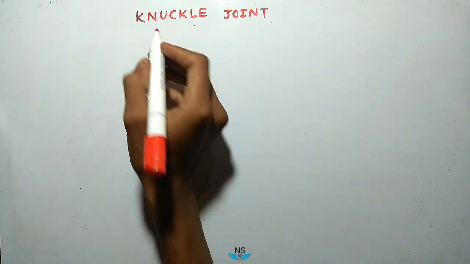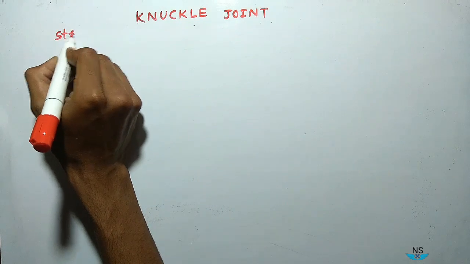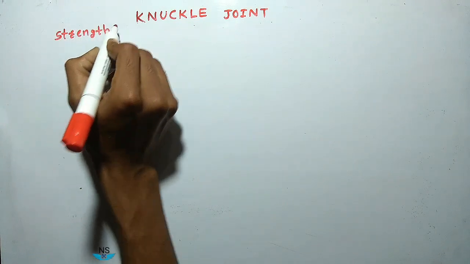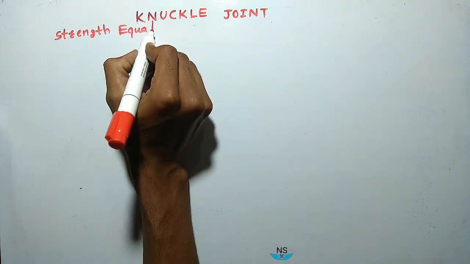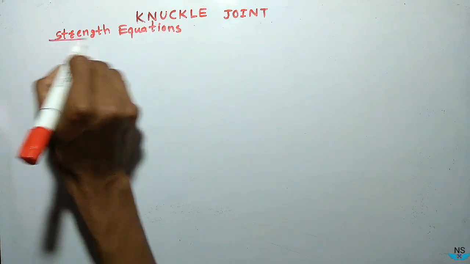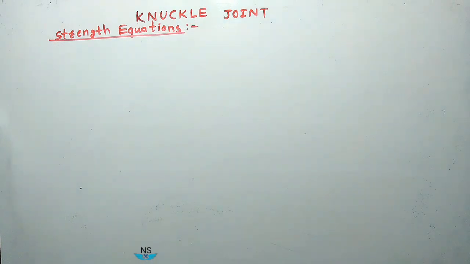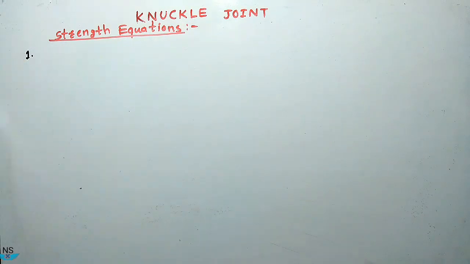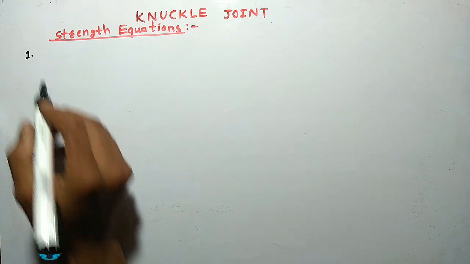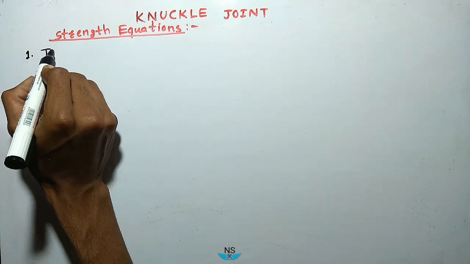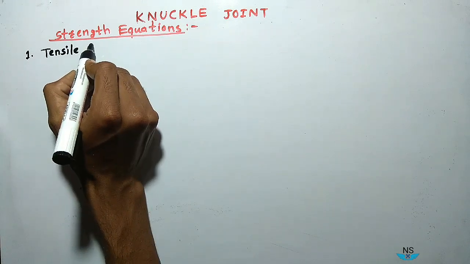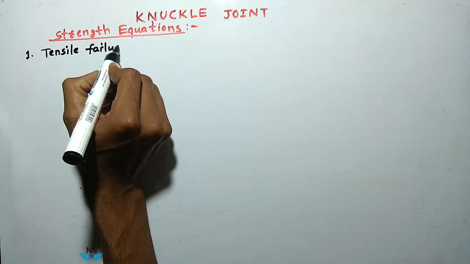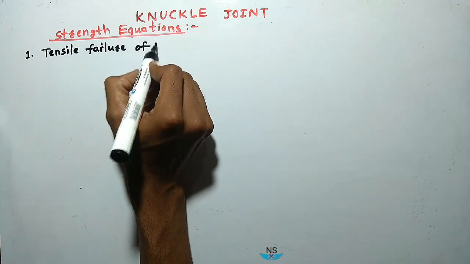Now let us see the strength equations in the knuckle joint. There are 9 strength equations in the knuckle joint. Strength equations means we are going to see what types of failures will occur in the knuckle joint. Let us see, the first type of failure is tensile failure of rods.